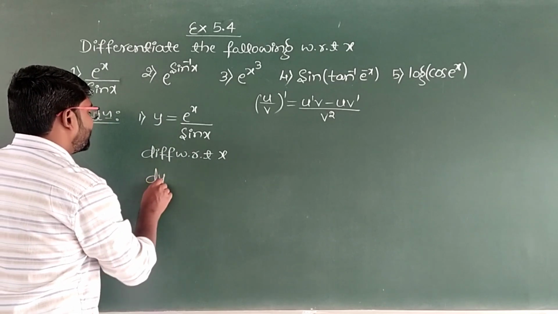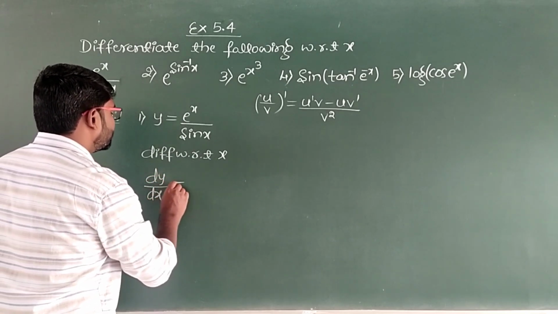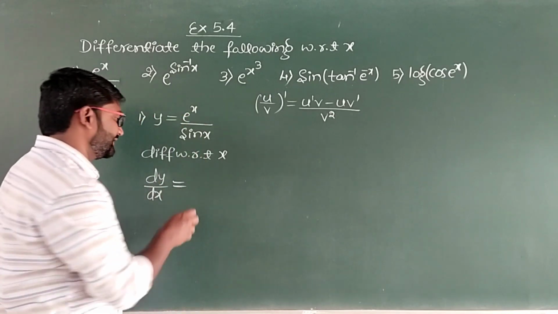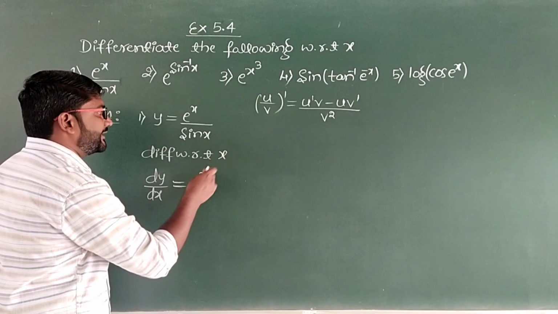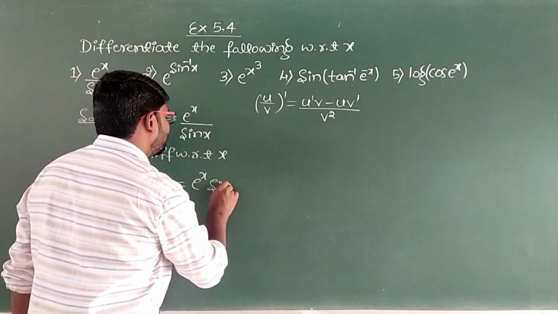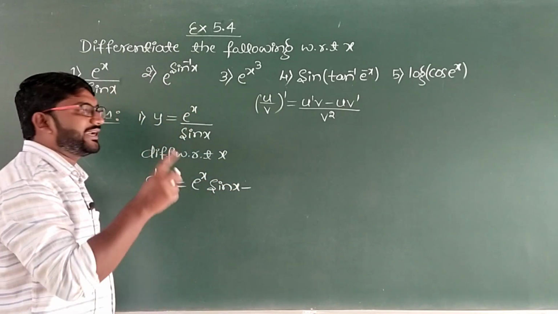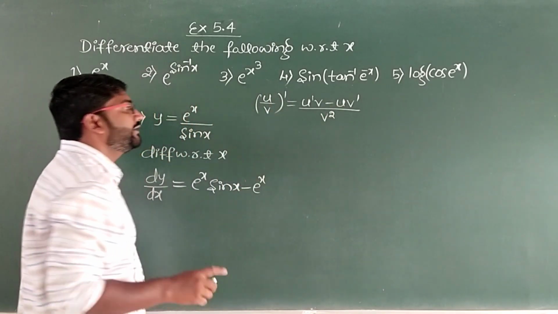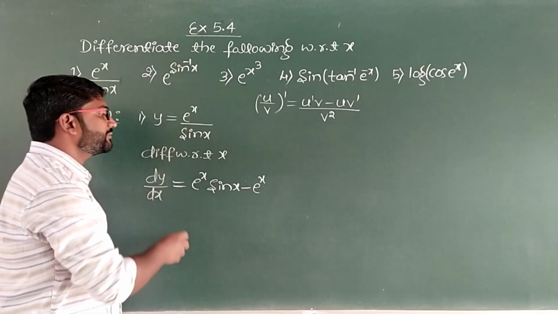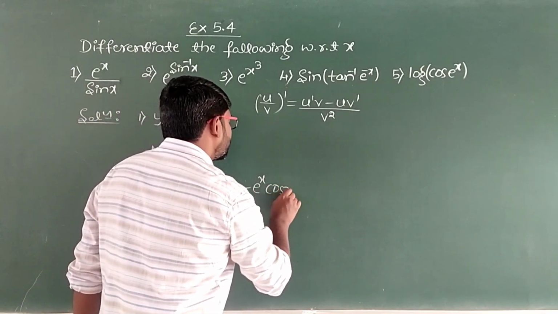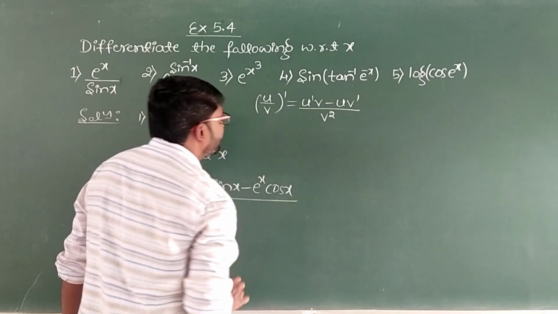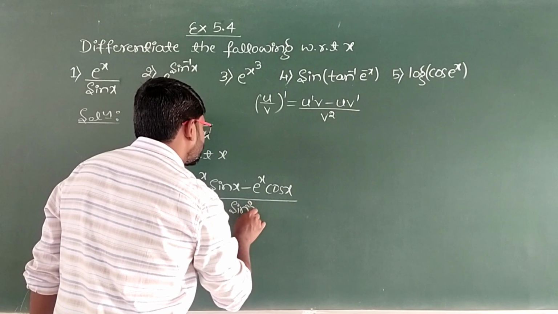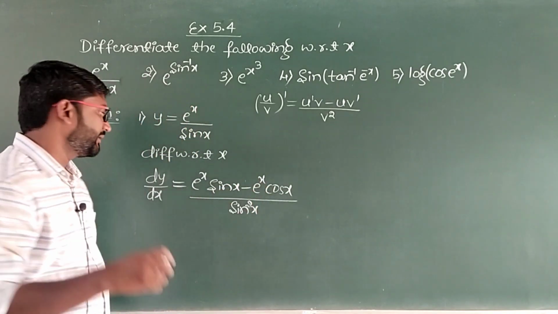So it becomes dy by dx equals derivative of the numerator. d by dx of e power x will be e power x itself. Then write the second function as it is, that is sin x. Then minus, now write the first function as it is, that means e power x. Take the derivative of the denominator. Derivative of sin x will be cos x, whole divided by v square, that is sin x the whole square or sin square x. Now in the numerator we can take e power x common.